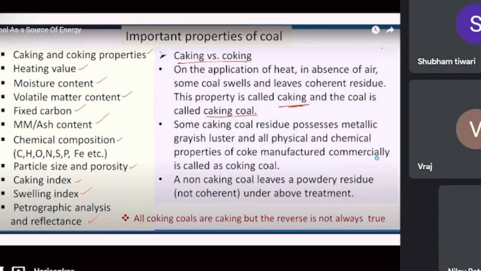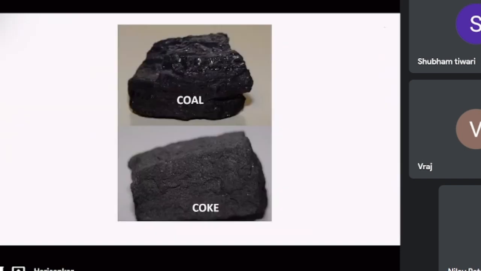Some caking coal residue possesses a metallic grayish luster and all the physical and chemical properties of commercially manufactured coke, and is called coking coal. A non-coking or non-caking coal leaves a powdery residue under the above treatment. In this picture, the top picture is the coal, and if you heat this coal under an inert atmosphere, you will have something like a coke here. This coke is what you generally use as fuel.